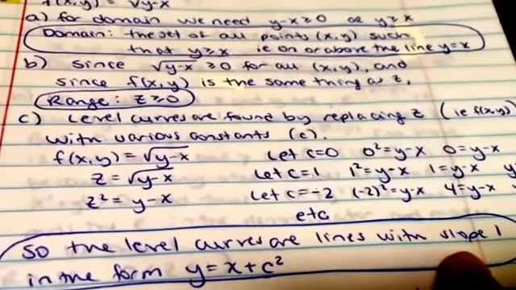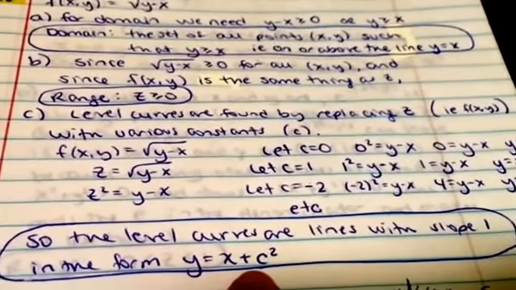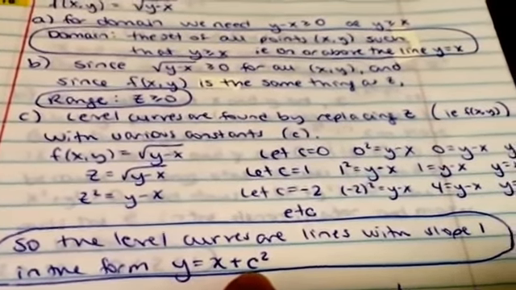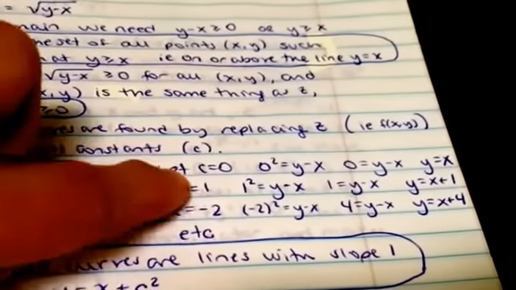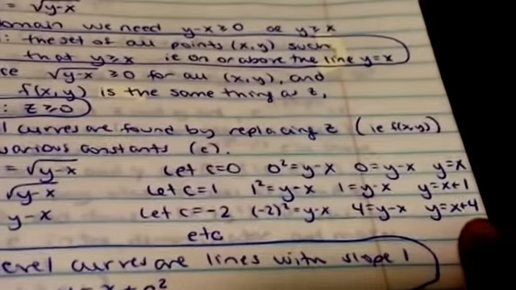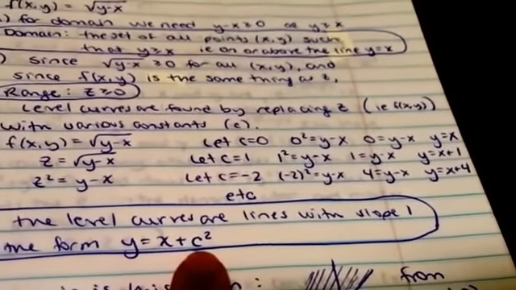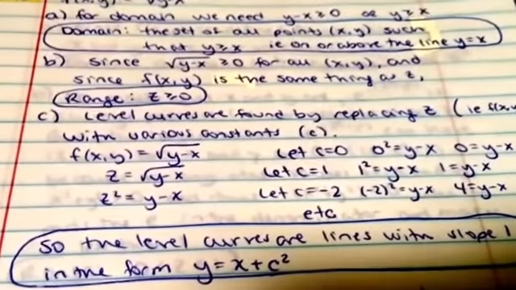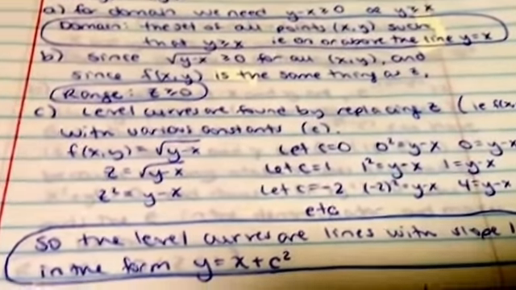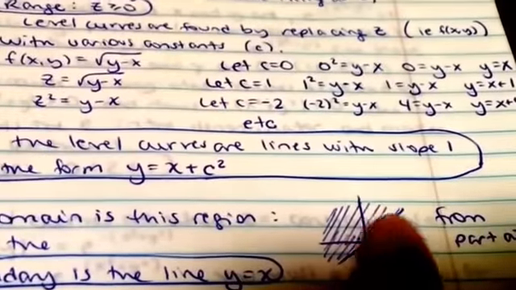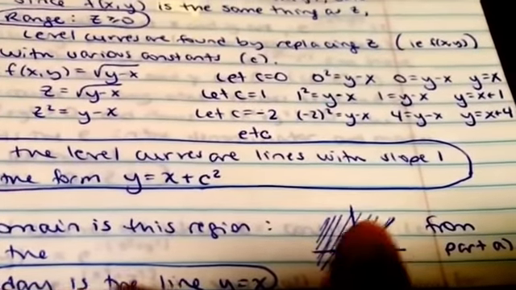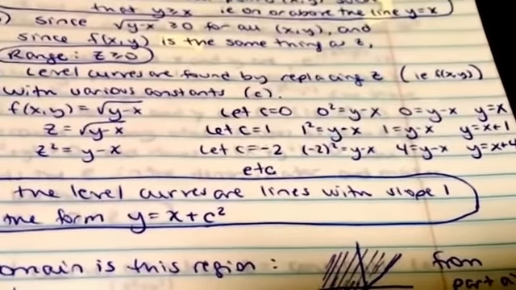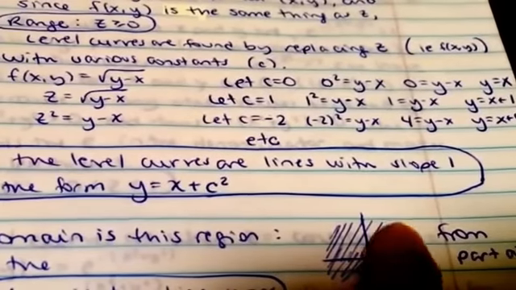They are lines with slope 1, and then their y-intercept has the form that, notice whatever it was that I plugged in for c, the y-intercept is c squared. So they are lines of this form. Okay, and then the domain we just talked about in part A. And so the boundary of the domain would be that line. And it does include its boundary points because that line is solid and not dotted.